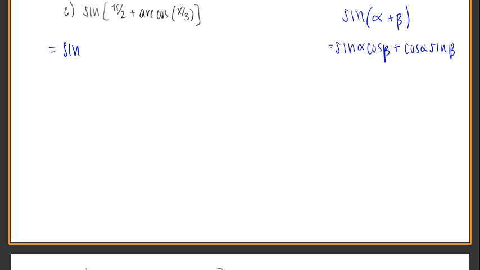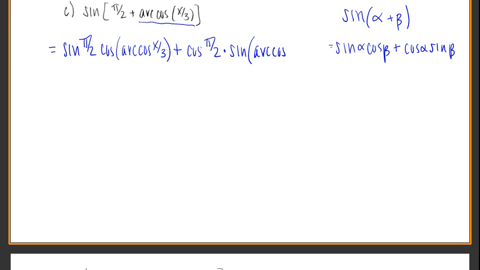So it's the sine of the first times cosine of the second, and the second is all of that right there. So arc cosine of x over 3. And then plus, now cosine of the first times sine of the second. And sine of arc cosine x over 3.